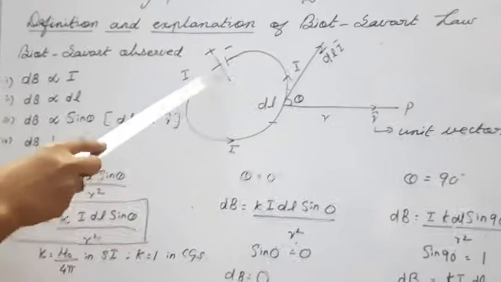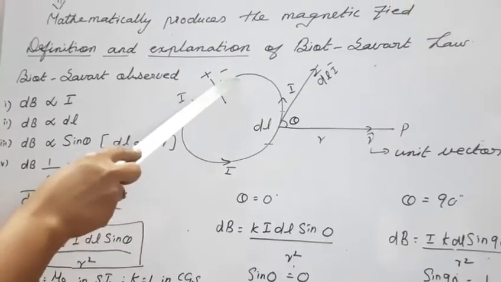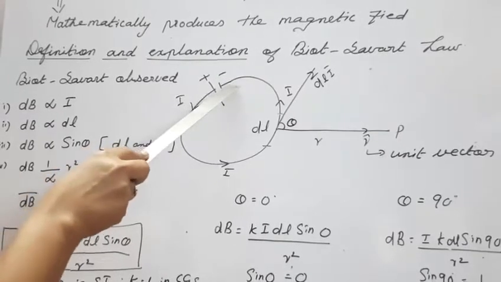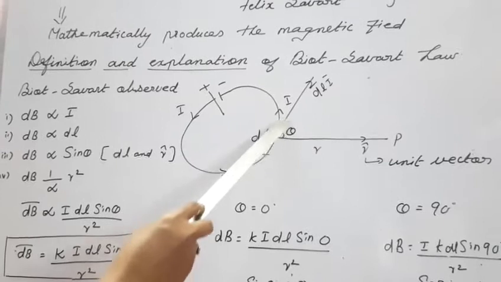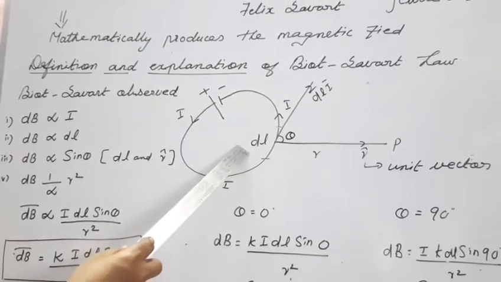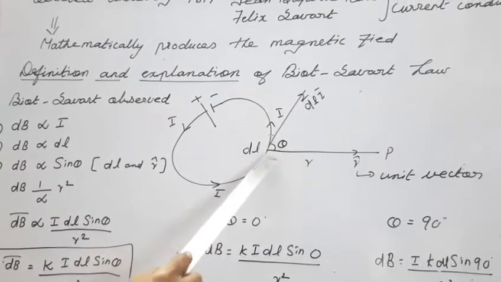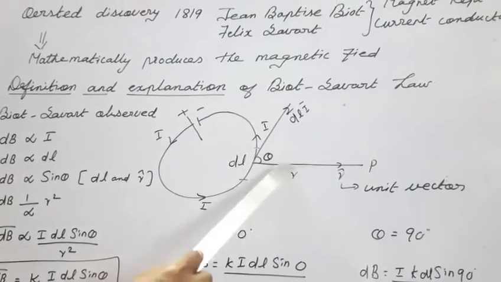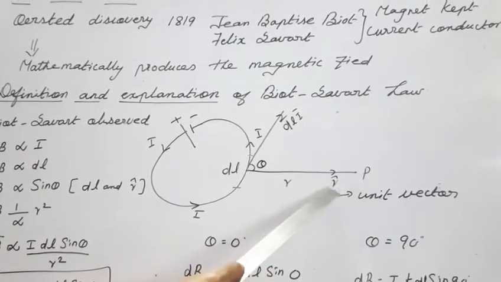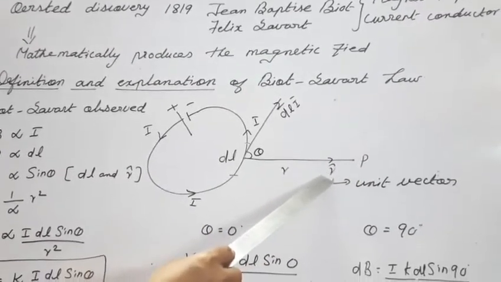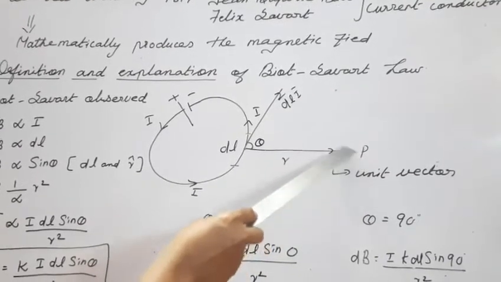In this Biot-Savart law, we have to observe one conductor. In this conductor, this is the positive and negative terminal, and current is passing in this direction. On the conductor, there is a small element. We take that element as dl, and P is the point kept at a distance r from the element. At this point P, we have to calculate the magnetic field dB. And this r cap is a unit vector.